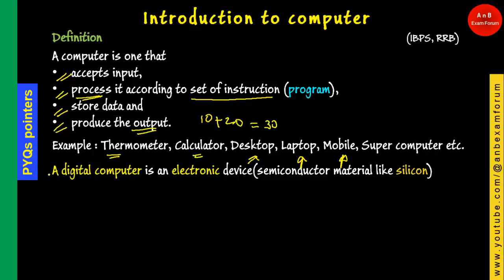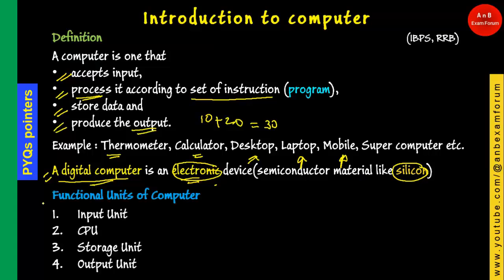The other pointer is that a digital computer is basically an electronic device. So whenever you see this word electronics, okay, remember it has some semiconductor material, mostly silicon. Okay, and we are going to see again in the next class what it is and how it is made. I'm not going into detail as of now. Just remember a digital computer is an electronic device, and whenever you see the word electronic, it means it has semiconductor material like silicon.